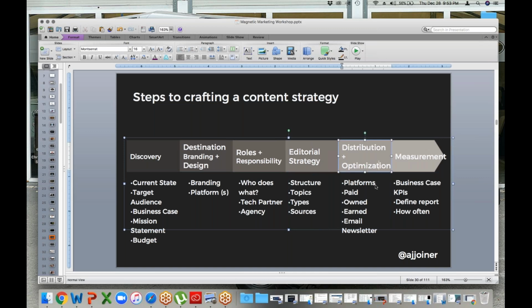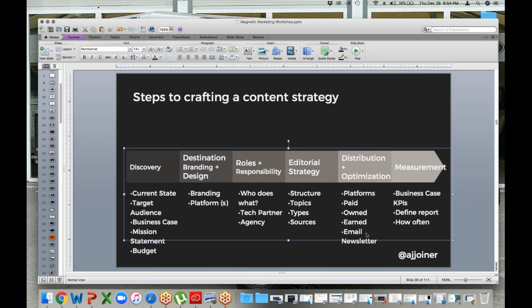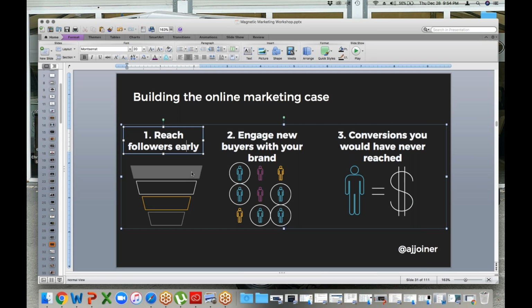Okay. Distribution optimization. What platforms? You're going to do paid? You're going to do free? You're going to do PR? You're going to do Craigslist? You're going to do whatever, right? Are you going to do Fiverr? Okay. And then how can you measure? And we're definitely not going to get into all that tonight. Okay. So for your online case, you want to research your customers, reach your customers early in the buying decision. You want to engage them with your brand, and then you want to convert people that you may have never reached before.